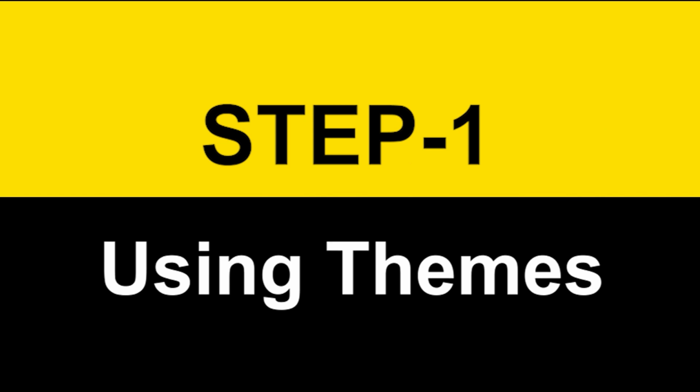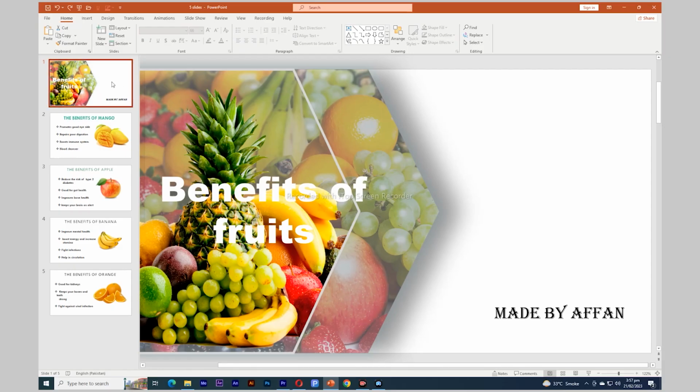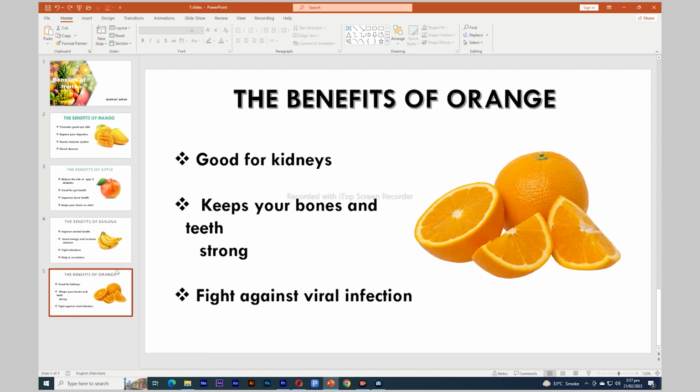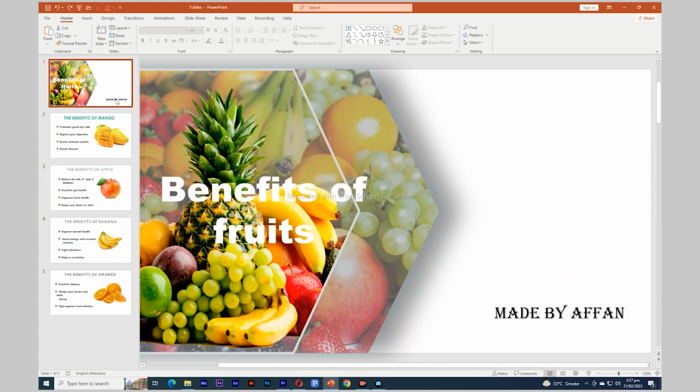Let's get started. Section 1. Using themes. Themes are applied in the majority of presentations made in PowerPoint. The use of a theme completely changes the outlook of a presentation and it's super easy to apply. Let's go to PowerPoint. Suppose I have prepared this 5-slide presentation. Now I want to apply a theme.